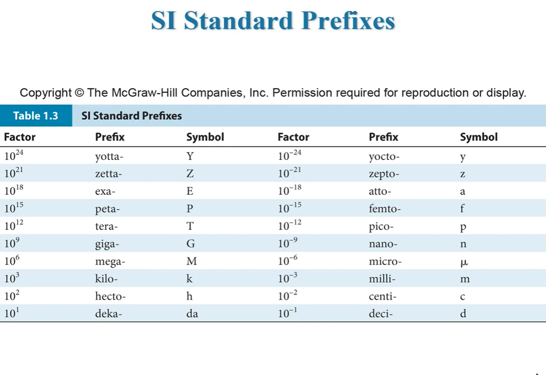So we also have the SI standard prefixes. Okay, we have to familiarize ourselves with this. Take note that we have 10 raised to the power of 24, which is known as yotta, zetta for 10 raised to 21, exa for 10 raised to 18, peta for 10 raised to 15, tera for 10 raised to 12, giga, mega, kilo, hecto, deca. So we are somewhat familiar with these. For 10 raised to negative 24, that will be yocto. 10 raised to negative 21, that will be zepto. 10 raised to negative 18, atto. 10 raised to negative 15, femto. And we are somewhat familiar with pico, nano, micro, milli, centi, and deci.